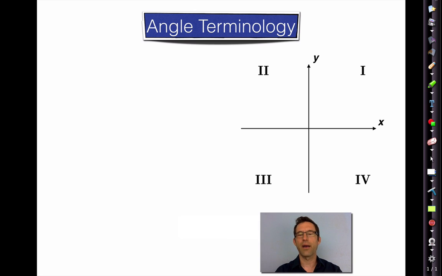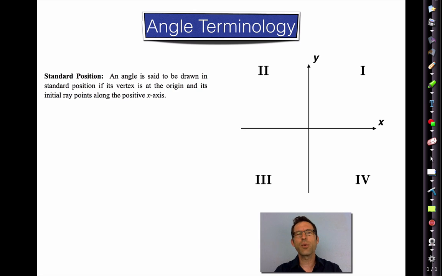Now let's talk a little bit about angle terminology. The first thing I want to talk about is when an angle is drawn in standard position, because you can have angles drawn all over the place. These are good examples of angles. But an angle drawn in standard position has its vertex at the origin and its initial ray pointing in the positive x direction. Its terminal ray, the other part of the angle, points somewhere else.